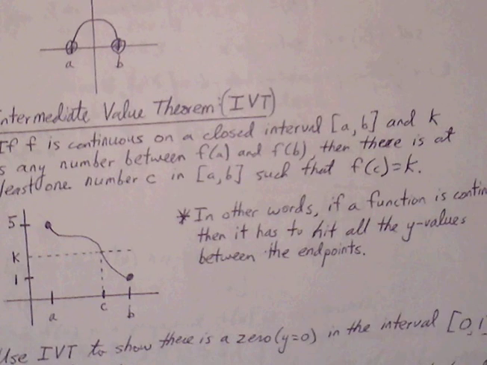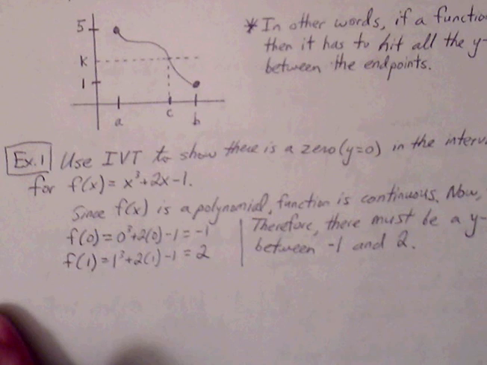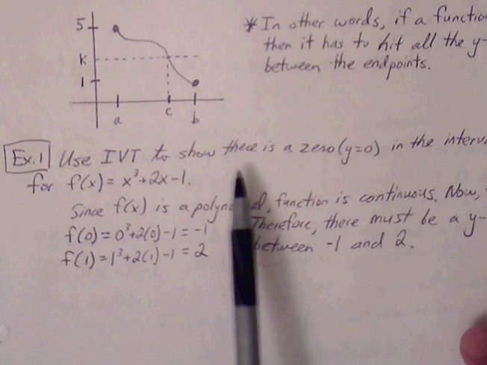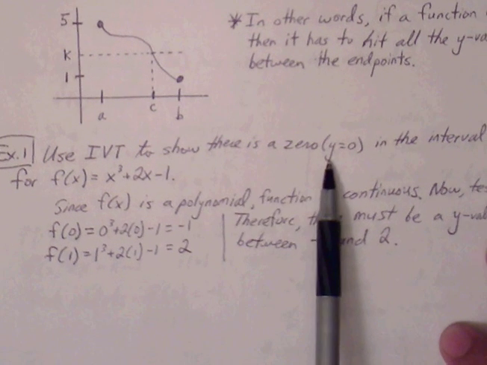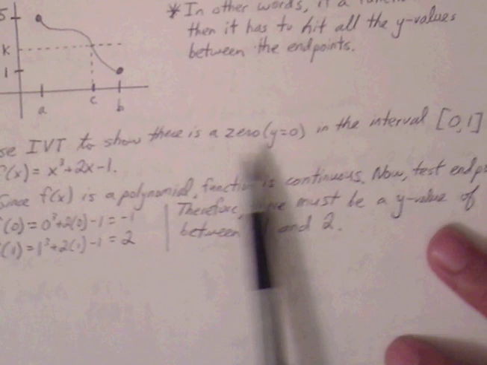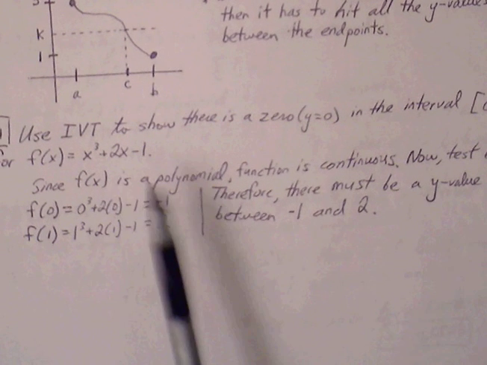Okay, so let's look at example 1. Use intermediate value theorem to show that there is a 0, or y value of 0, on the interval between 0 and 1 for our function x cubed plus 2x minus 1.